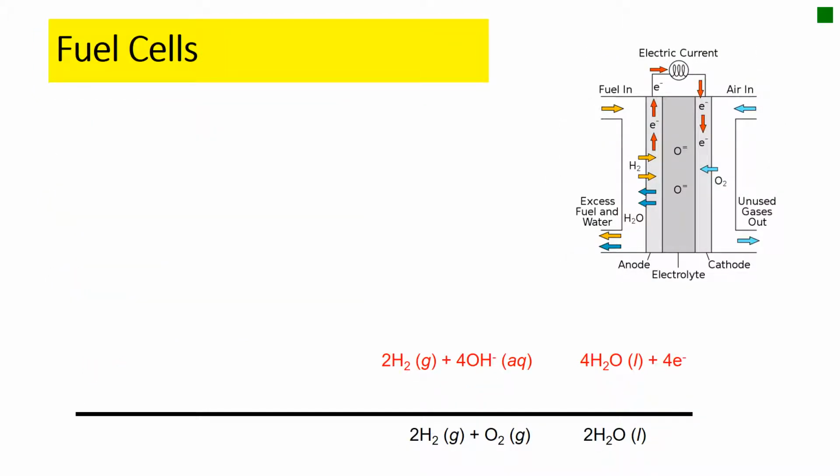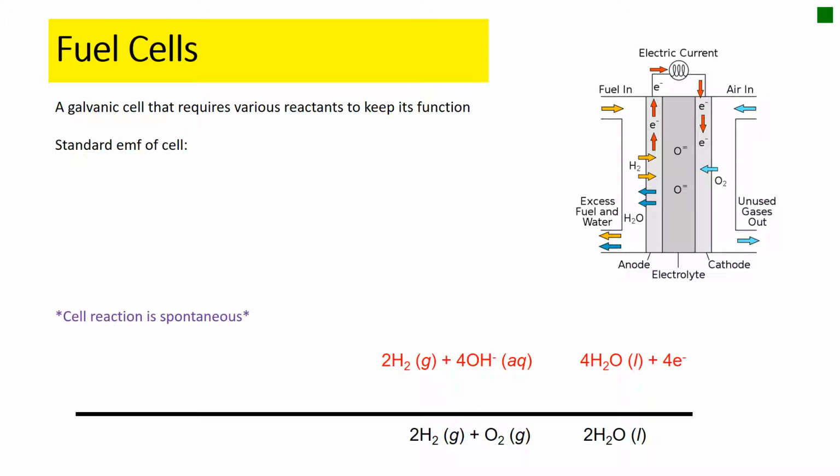Then you have your fuel cells, which are a galvanic cell that requires various reactants to keep its function. The standard EMF of a cell. So the equation for that would be the following: the E° of your cell equals the E° of the cathode minus the E° of the anode.